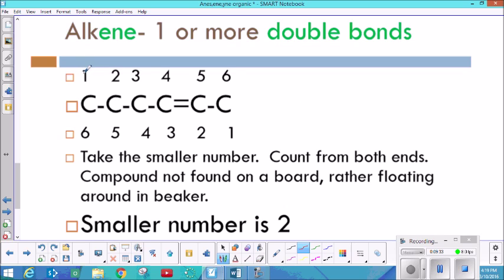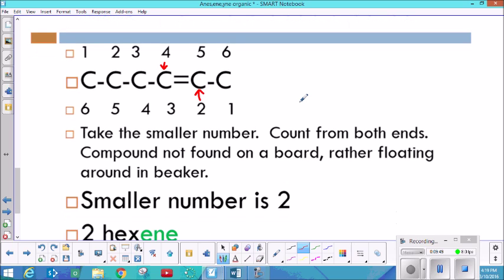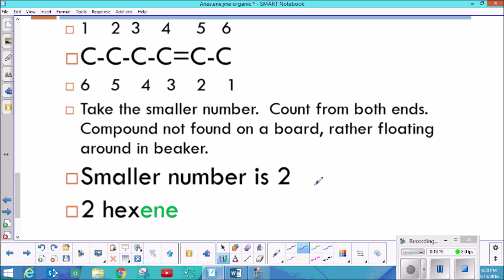So if I were to count from left to right, then my double bond would first appear at carbon number 4. If I were to count from right to left, my double bond would first appear at carbon number 2. Since carbon number 2 is smaller, that is then determined to be the front end of the chain. We don't use this other numbering at all. That was just for us to count which way would be closer. And carbon number 2 is the winner, as the lowest score wins. So this compound would be called 2-hexene.